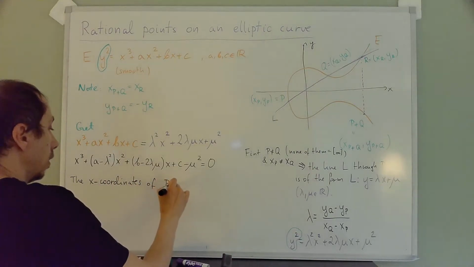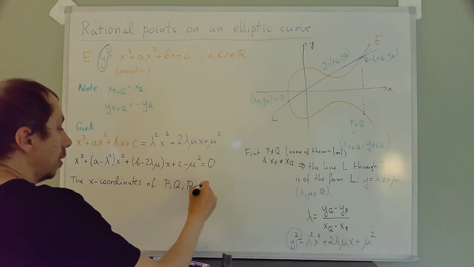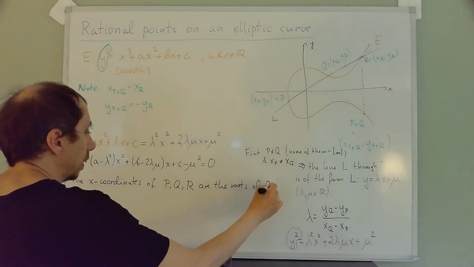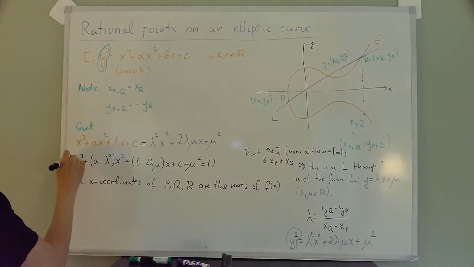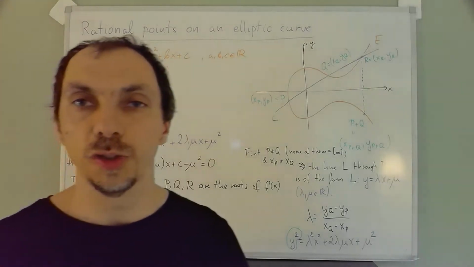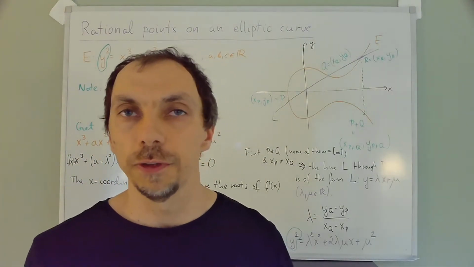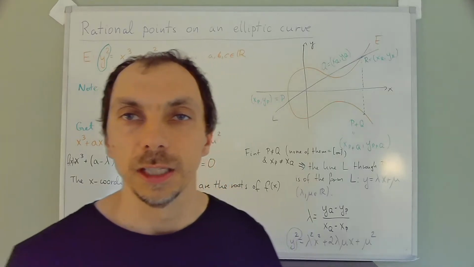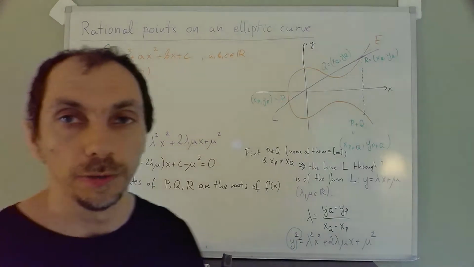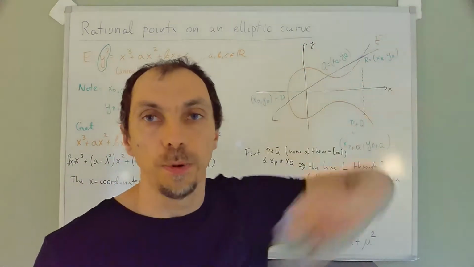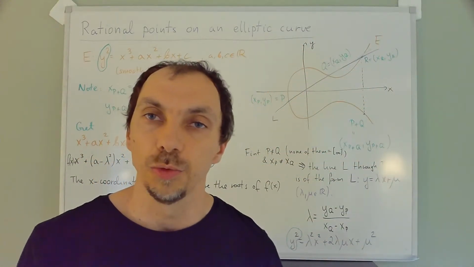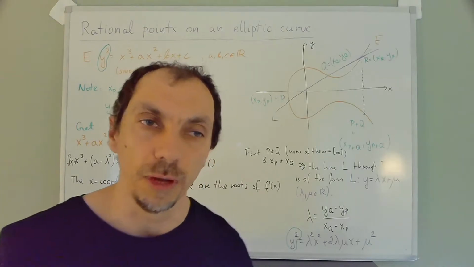So the x coordinates of P, Q, R are the roots of this equation of f of x. So I call this f of x. So how do I find them? Well, I just need to solve this cubic equation. Well, solving cubic equations is difficult, but I can actually do something different. Namely, I know already two of these roots, right? P and Q are points that are given to me. So I know xp and I know xq.